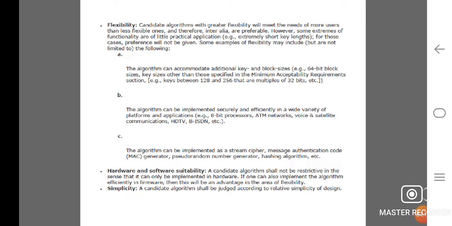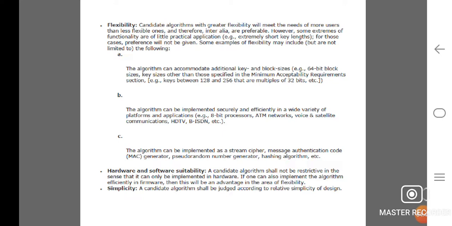The algorithm can be implemented securely and efficiently in a wide variety of platforms and applications, for example 8-bit processors, ATM networks, voice and satellite communications, HDTV, B-ISDN, etc. The algorithm can be implemented as a stream cipher, message authentication code (MAC) generator, pseudo random number generator, or hashing algorithm.